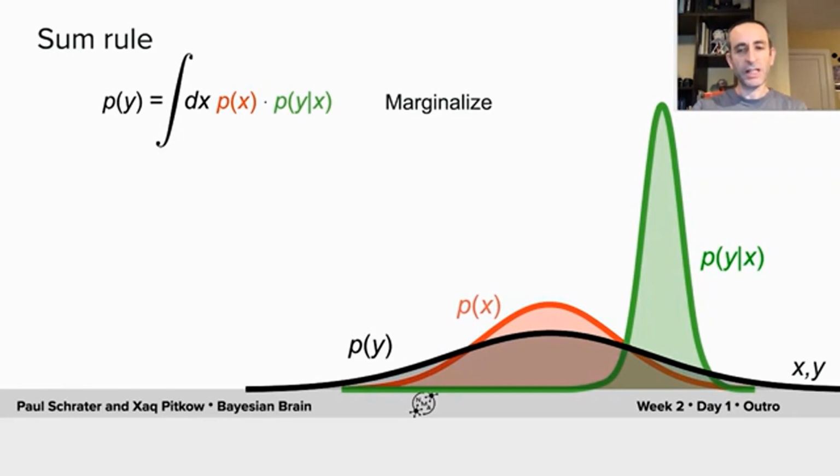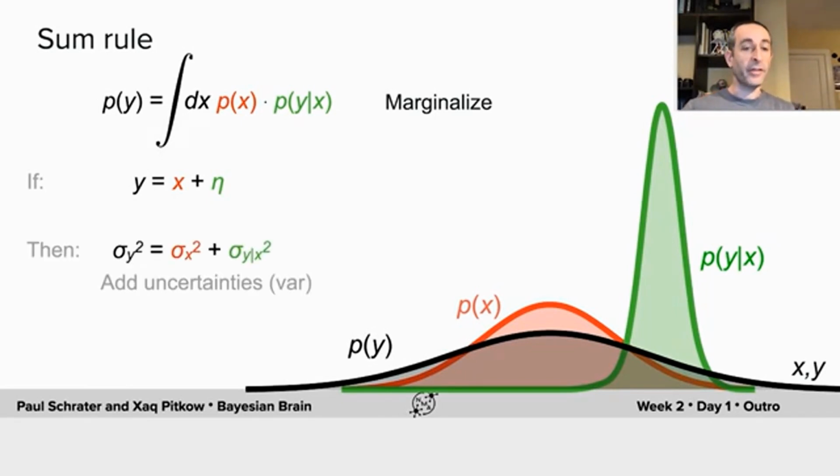We also express this in terms of Gaussians. In particular, if we take the simple assumption that y is just a corrupted version of x, then we can express this, the resultant Gaussian P of y, especially simply because the variances add. In the product rule, the inverse variances add, but here the variances add. The uncertainties grow when you're marginalizing. And likewise, the means just add.